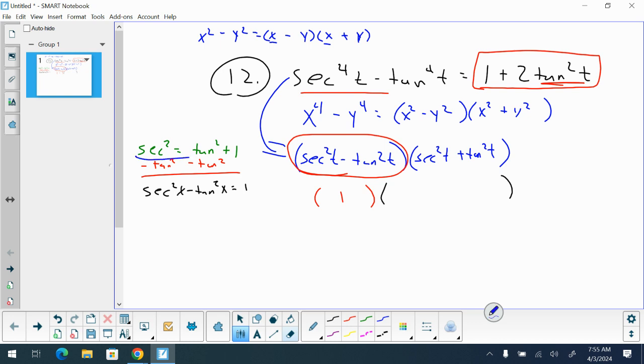What we stated over here at the beginning, and worked from the beginning, is secant squared is equal to tangent squared plus 1. So this right here, we can replace or substitute in as tangent squared t plus 1, plus another tangent squared t.